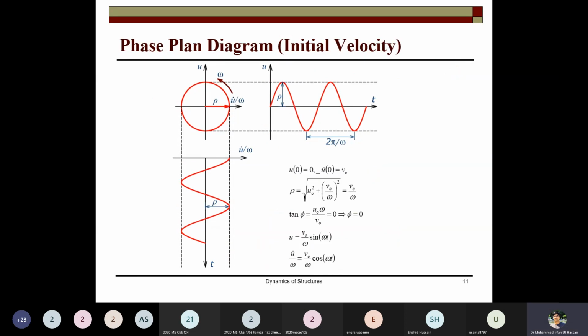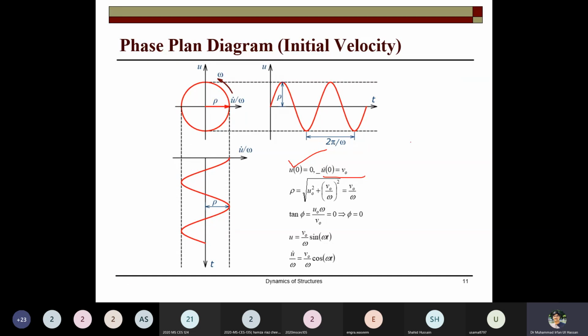Third is the response of the system with initial 0 displacement, but not 0 velocity. This response is also interesting because in this case you compute the response of the system with 0 initial displacement and non-zero velocity. So it means that U naught is equal to 0, but U dot naught is equal to V naught, and in that way you can compute the amplitude.